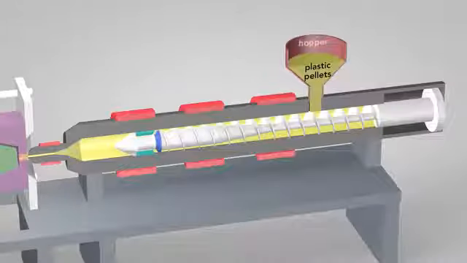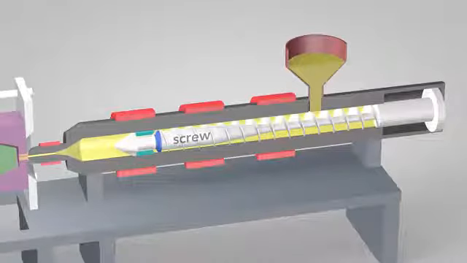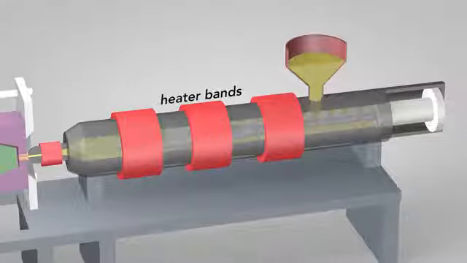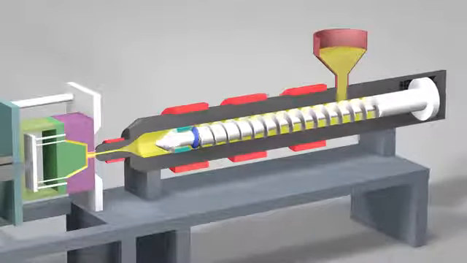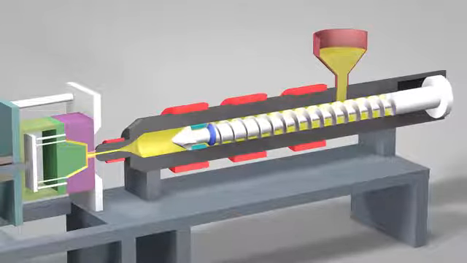Plastic pellets in the hopper feed into the barrel of the injection unit. Inside the barrel, a screw transports the pellets forward. Heater bands wrapped around the barrel warm up the plastic pellets. As the pellets are moved forward by the screw, they gradually melt and are entirely molten by the time they reach the front of the barrel.